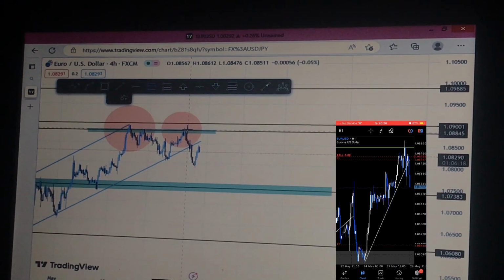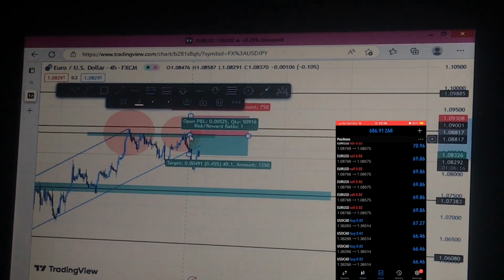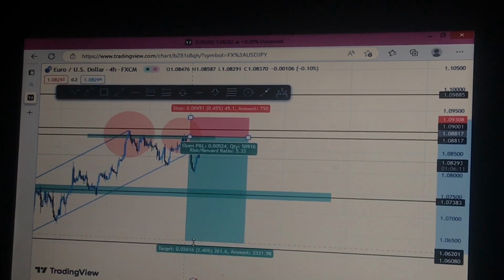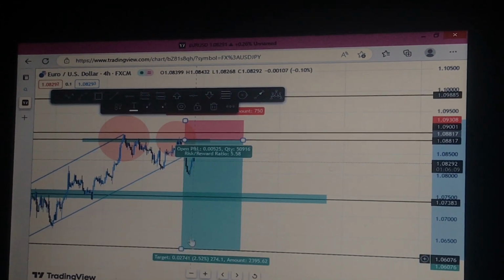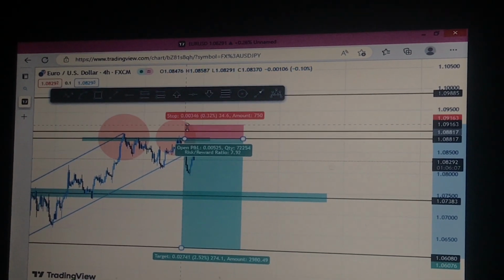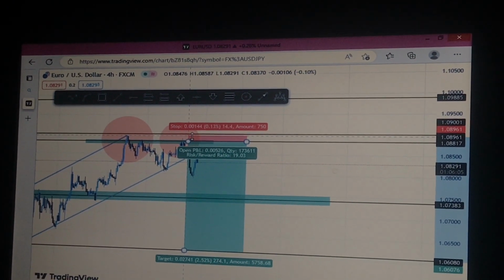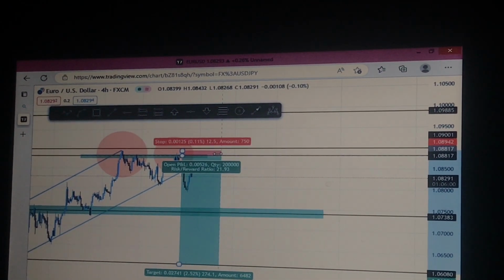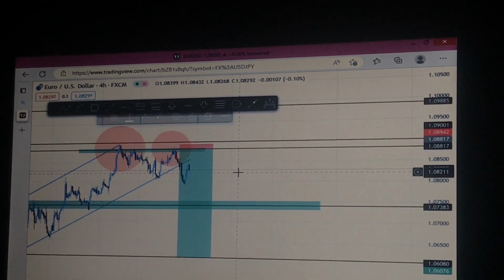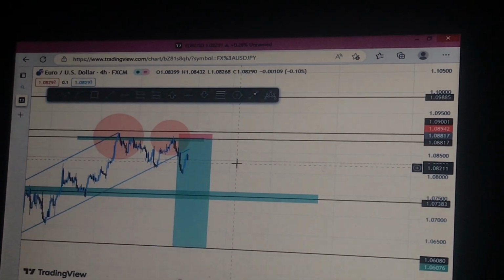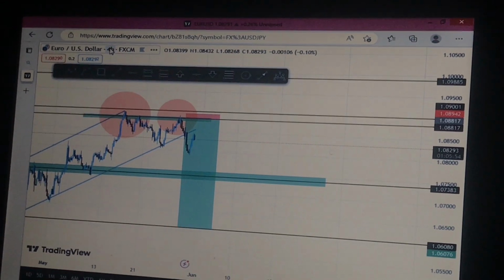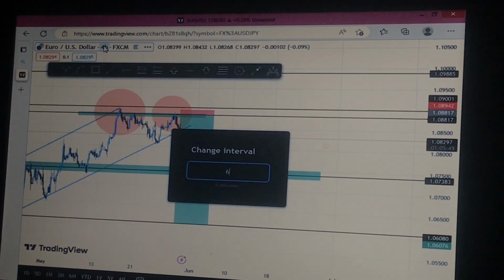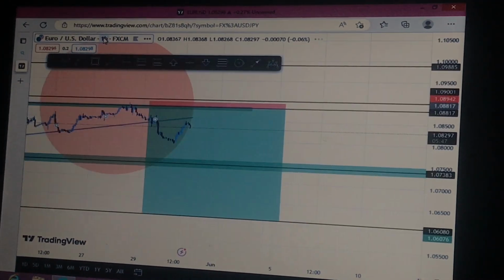Then my TP is currently here, and my stop loss was above this zone. But obviously, I didn't enter my trade on the 4-hour, so I needed more confirmation. So I went to my 1 hour, which is the 60-minute time frame.